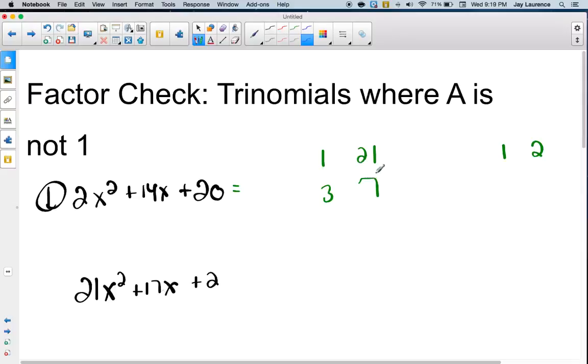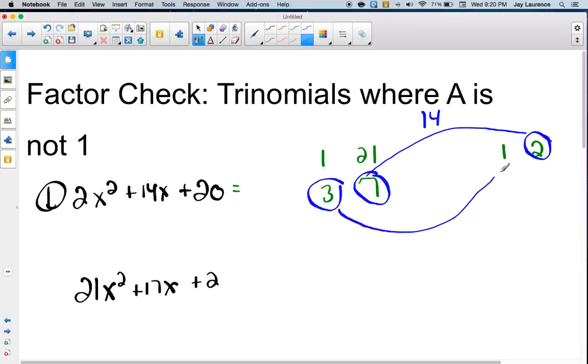So, look at this. What if I do 7 times 2? 7 times 2 is 14, yes? I'm forced to do 3 times 1. Well, that's 3. And 14 plus 3 is 17. So once you know you're going to do 3 times 1 and 7 times 2, here's how we break this up.